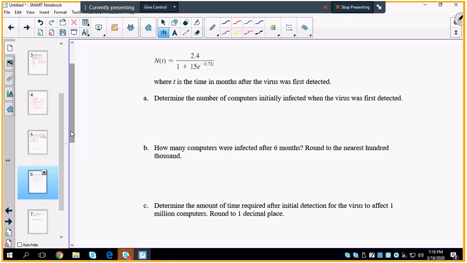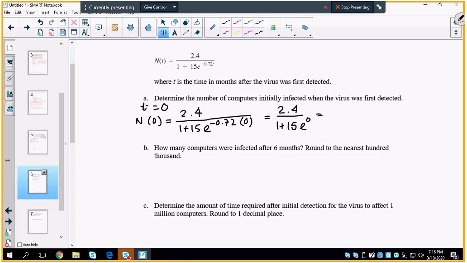Remember, initial means your t is equal to 0. So you're finding N of 0. That's 2.4 over 1 plus 15 times e to the power negative 0.72 times 0, because you're putting t equal to 0. So you get 2.4 over 1 plus 15 times e to the power 0. So it's 2.4 over 1 plus 15, which is 2.4 over 16.